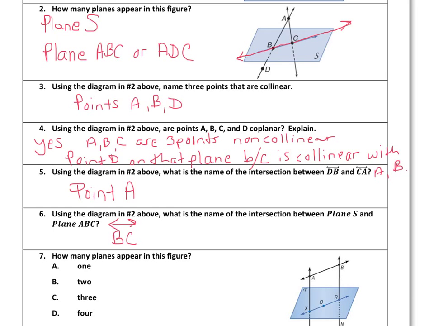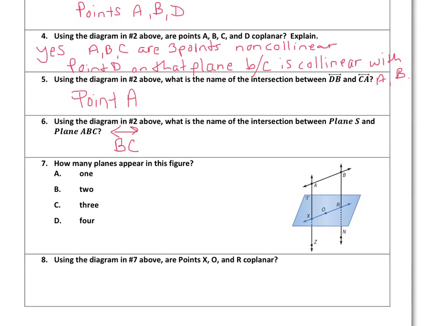Because that line is not labeled with a lowercase letter, then we need to label it with 2 points that are on that line. And so the only 2 points we can identify are B and C. And we have to indicate that it's a line with this line above it with these 2 arrows, indicating that it's going on and on forever.